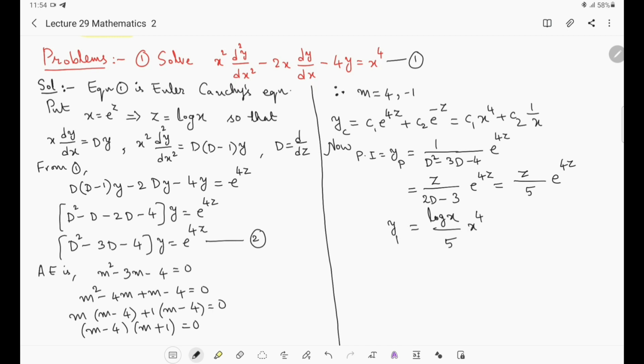This is yp, right? Therefore the final solution is y equals yc plus yp, complementary function plus particular integral. The complementary function is c1 x power 4 plus c2 into 1 by x, and yp is plus log x by 5 into x power 4. This is the required solution of the given Euler-Cauchy equation.